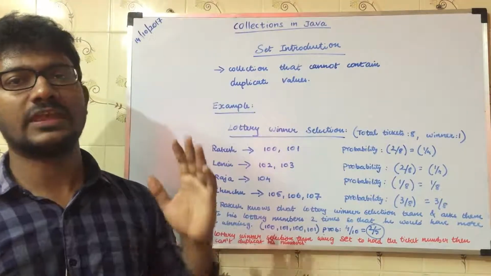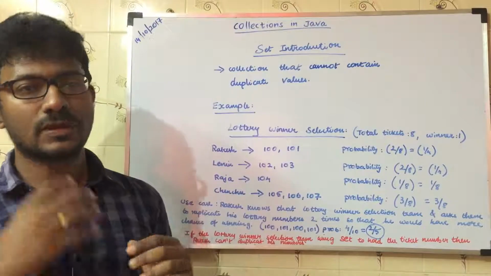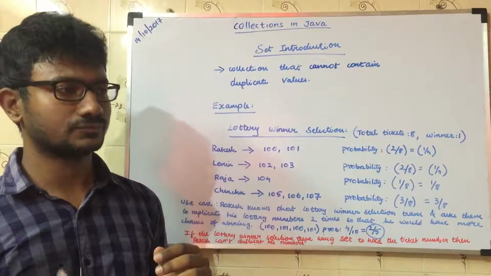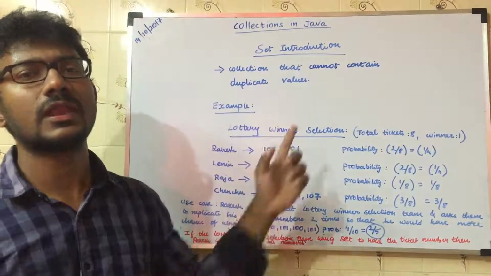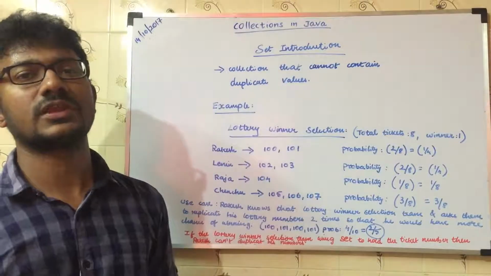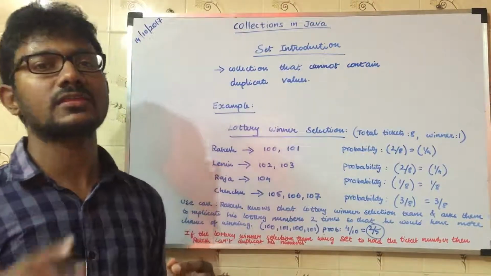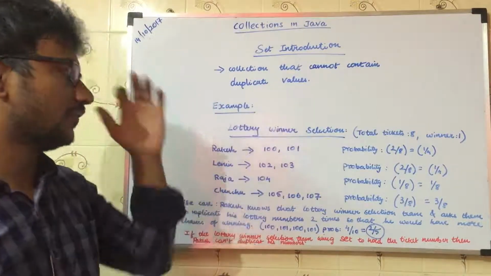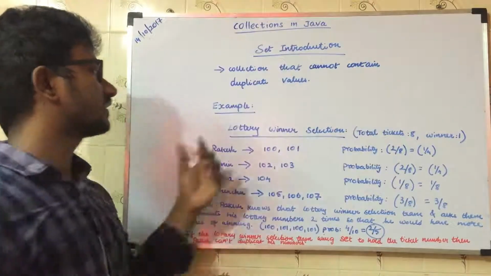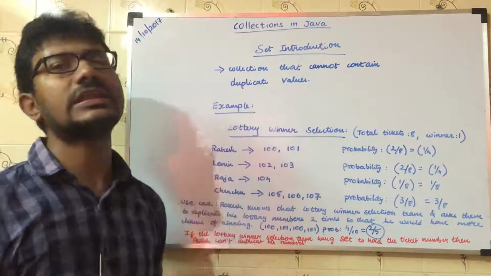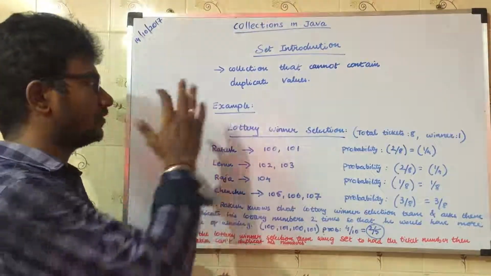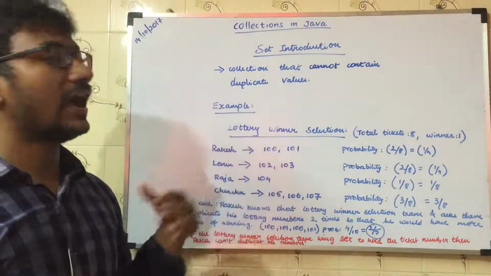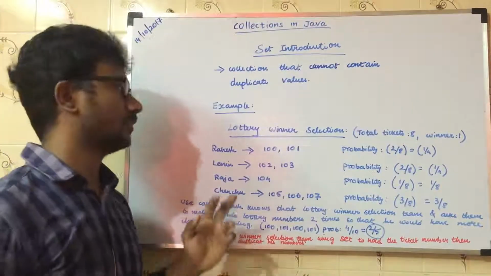For example, suppose there are n numbers and some numbers are duplicated, then it won't allow the duplication. It can contain a value only one time. So that is the brief introduction about Set. We will discuss Set in detail in the upcoming videos. For now, just consider this example where Set is used in real time.